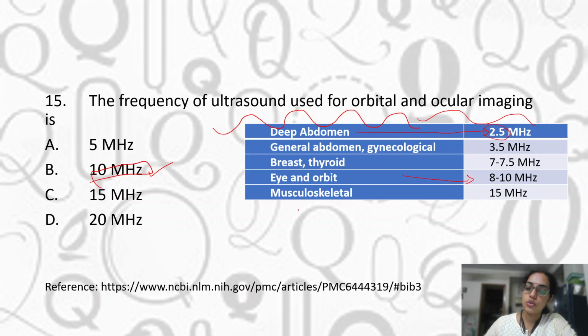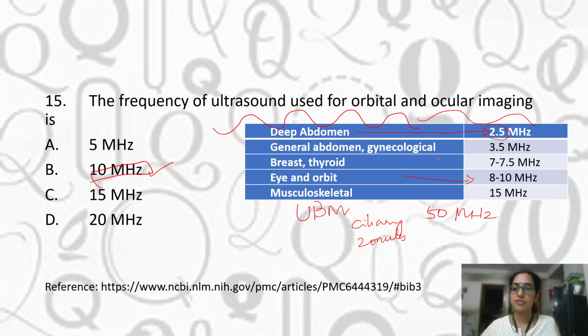So when you do a UBM, ultrasound biomicroscopy, here you are able to see even the ciliary body, ciliary processes, zonules. So this requires very short wavelength because you don't want very deep penetration. The penetration is very less. So here the frequency is around 50 megahertz. So you remember 10 for the eye and the orbit, 50 in UBM.